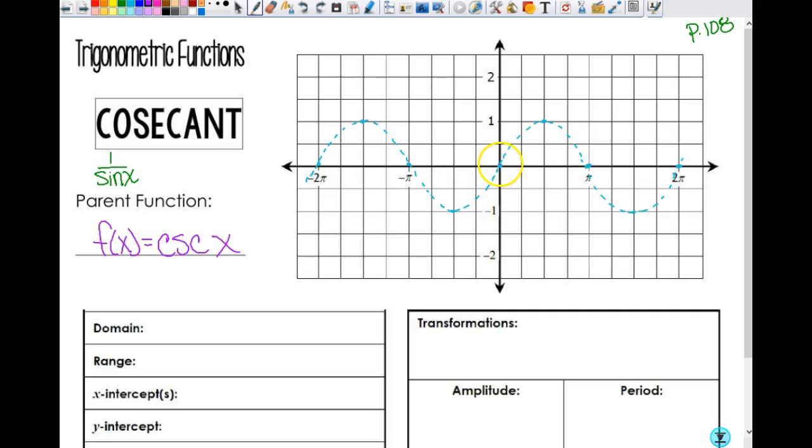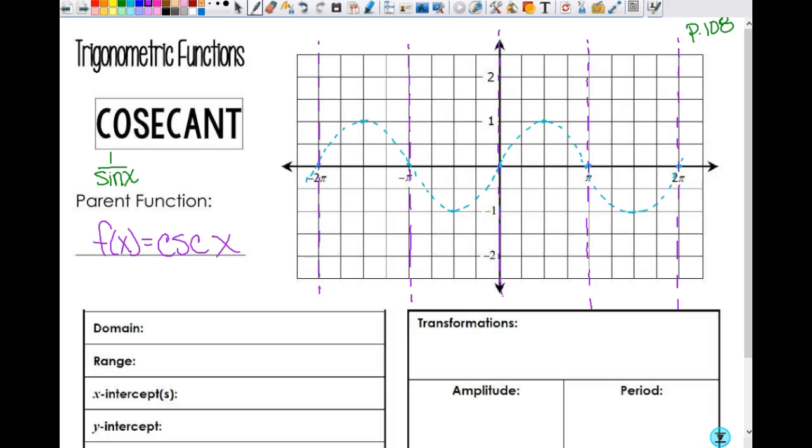So the reciprocal of 0 is undefined, so that means for cosecant, you actually have an asymptote here. This is also 0, so you're also going to have an asymptote here and here. Everywhere where sine is 0, cosecant has an asymptote because it's undefined. Okay? Does that make sense?